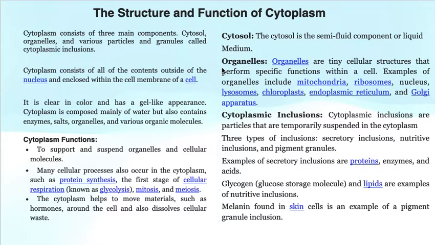Cytosol. The cytosol is the semi-fluid component or liquid medium in the cytoplasm. Organelles are tiny cellular structures that perform specific functions within a cell. Examples of organelles include mitochondria, ribosomes, nucleus, lysosomes, chloroplast, endoplasmic reticulum, and Golgi apparatus. Cytoplasmic inclusions, one of the main components in the cytoplasm, are particles that are temporarily suspended in the cytoplasm.